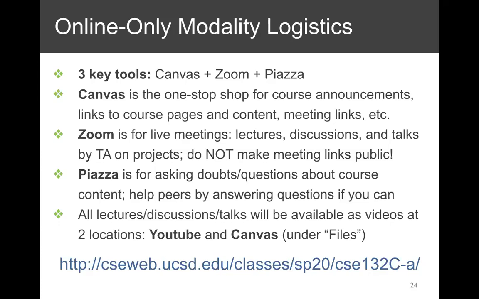Now, one request: I will be posting Zoom links on Piazza and on Canvas. These are private links. Please do not make them public. These are only open to students enrolled in this class. The Piazza page for this class is also private. It's only for enrolled students, and all these are for capacity reasons. There is an access code for Piazza that is posted on the Canvas page of this course. So go to the announcements.